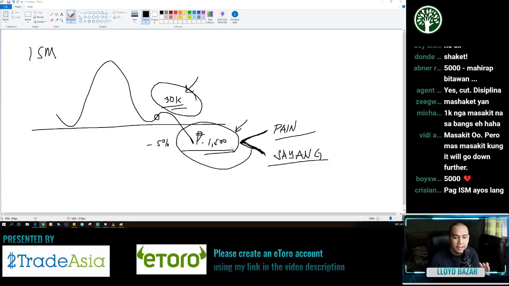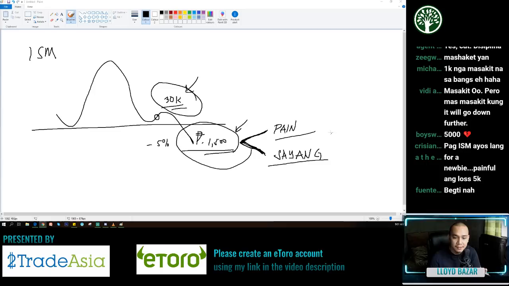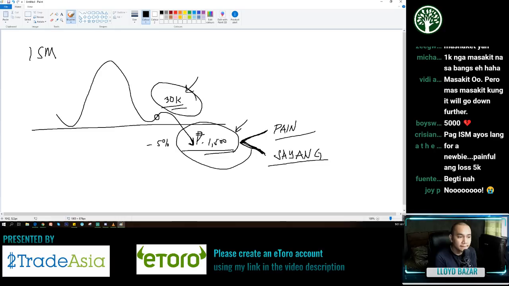Here we're talking about pain and sayang, right? For a newbie, painful to lose 5K, big deal na, right? So yan. Now, this time, nag-test buy lang tayo ng 30K, and then if na-hit yung cut loss natin, system saying cut loss, ang lugi natin is 1.5. Now, is it easier to cut loss? Yes or no? 10 seconds. Yan. So, is it easier to cut loss now? Most probably, your answer will be yes kasi may delay yung stream eh, sayang oras. So, most probably yes. Mas madali na i-cut loss ngayon.